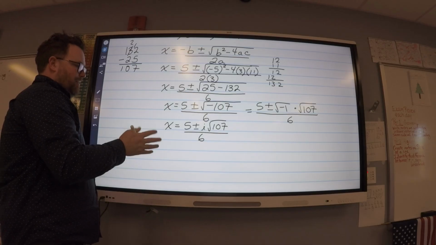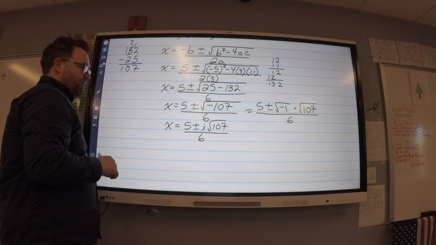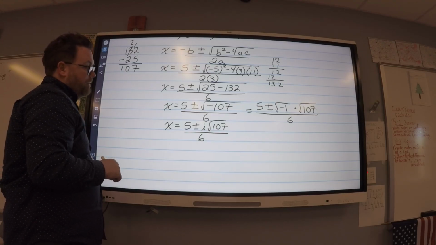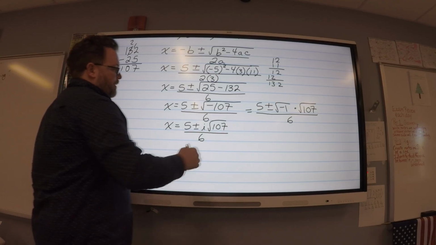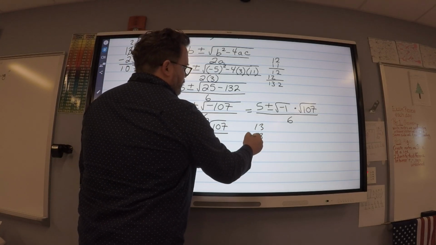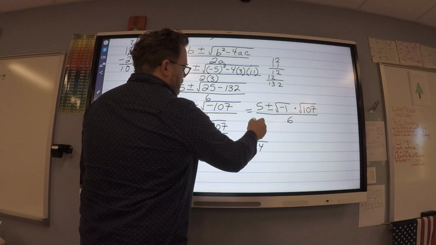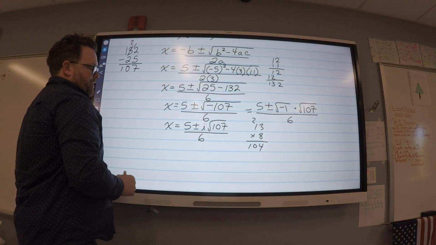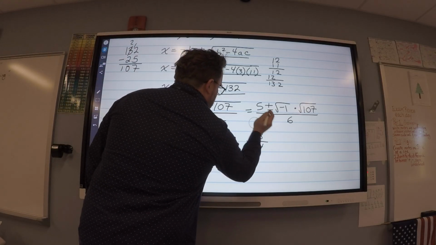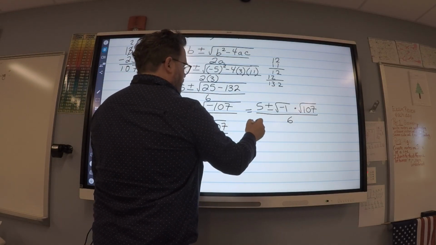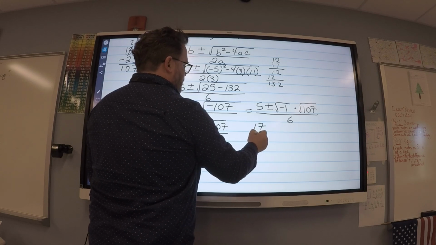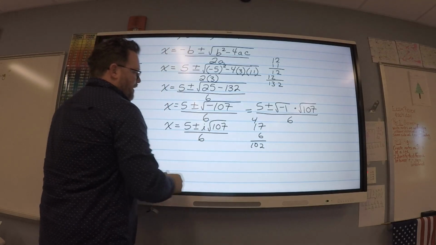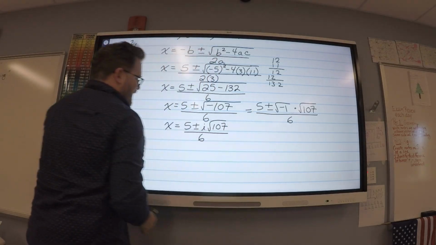Now 107, that's not something that's really easily divisible. Let's see, 13 times 8, let me just check that. That's 104, so not divisible by 13. Let's try 17, if there's anything we can simplify this with. 17 times 6 is 102. So no, not really. We can't break down 107, so we're going to leave it as is.